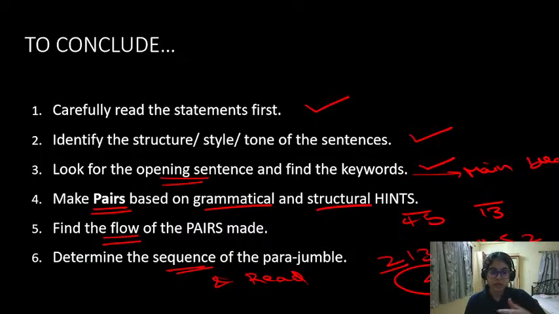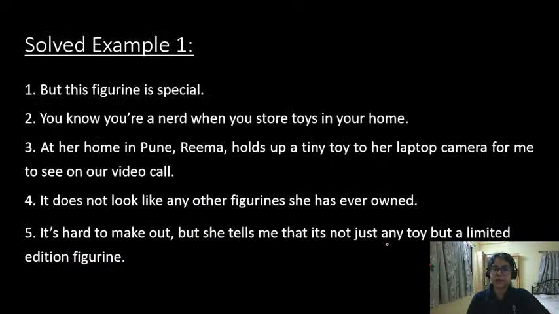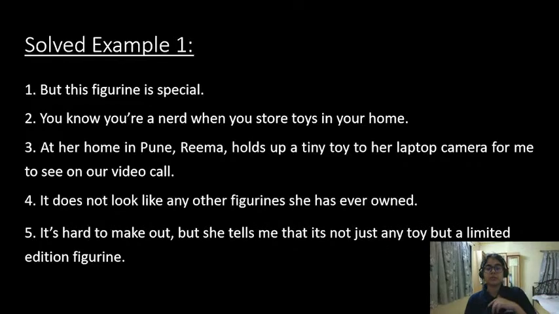No options, hence I have not discussed any bad options here. Everything depends on the understanding of the paragraph and the pairs you make. Okay? I will now do one solved example. We'll do it together. Okay, 5 statements. This is the first example. So I'll just do it how I will approach in an exam as a student. Okay, so these are the 5 statements in front of me.